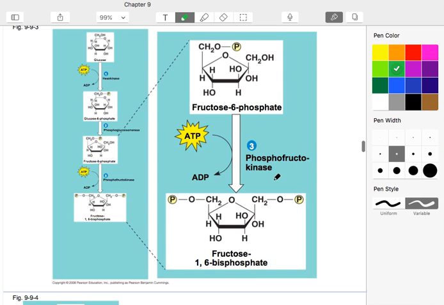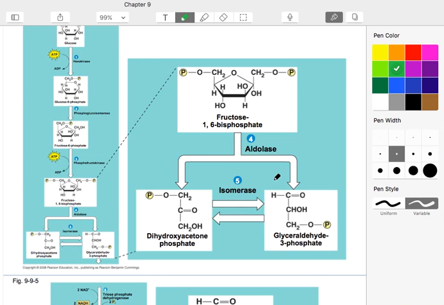Now, in the fourth step of glycolysis, what actually happens is the fructose 1,6 bisphosphate. Why do I say 1,6? Because one phosphate group is attached to the first position and another is attached to the sixth position. That's why 1,6 bisphosphate. Why bisphosphate? Because there are two phosphate groups. That's easy to understand that way. So in the presence of aldolase, that's another enzyme, it's going to produce two things here. One is called dihydroxyacetone phosphate, and another is glyceraldehyde-3-phosphate.